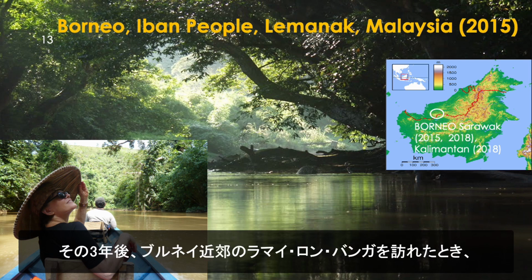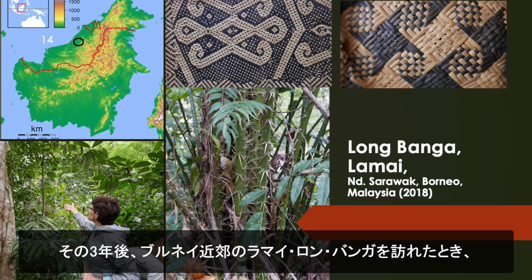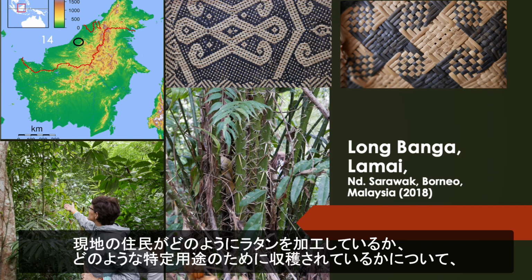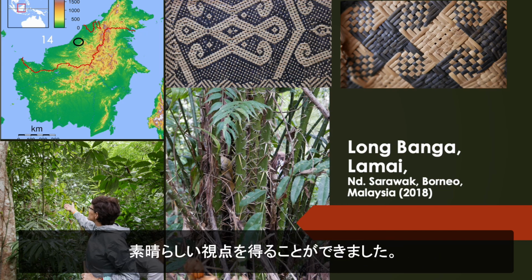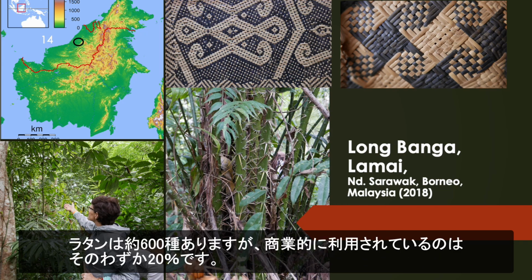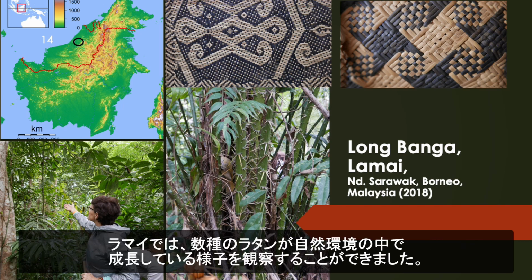The next trip, 3 years later, was to Lamai, Long Banga near Brunei, and that provided me with great insights of how the community processed rattan and which rattan was harvested for specific applications. And I just need to mention that there are around 600 species of rattan, but only around 20% of that is used commercially. In Lamai, I was able to observe several species of rattan growing in its natural environment, which is nowadays not easily traceable.